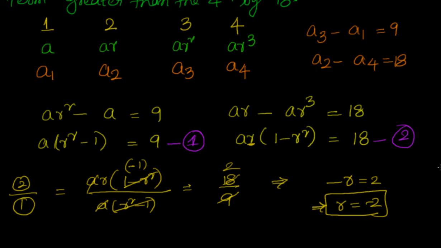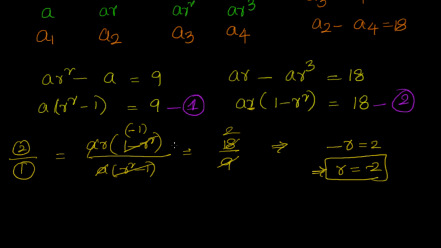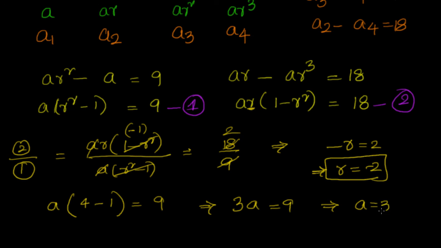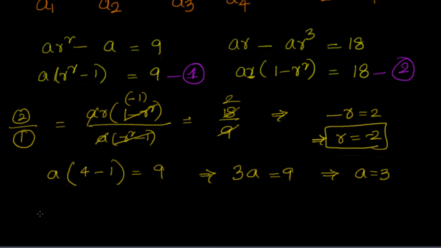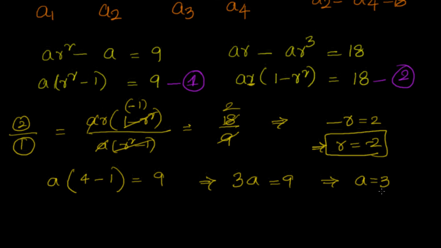Now once I know R equal to minus 2, I can substitute in the first equation to get A. So I will say A into 4, because minus 2 whole square is 4, minus 1 equal to 9. That will give me 3A equal to 9, which will give me A equal to 3. Now I know A equal to 3, and I know R equal to minus 2.